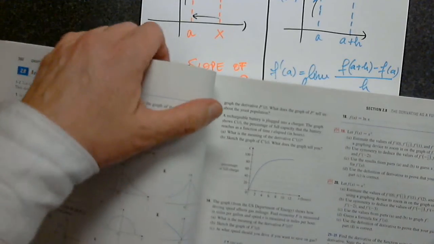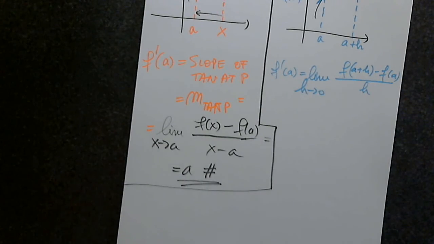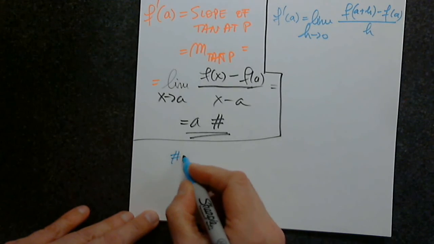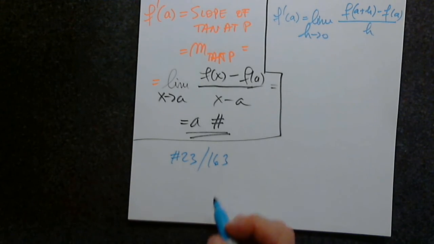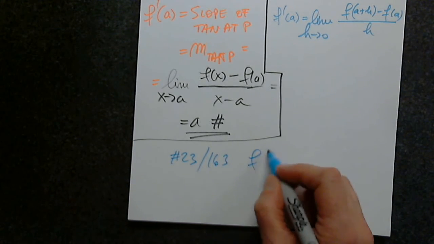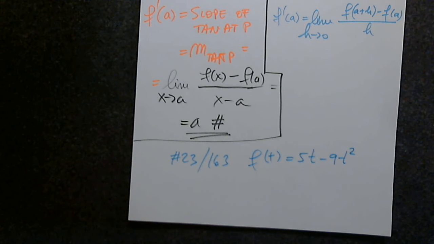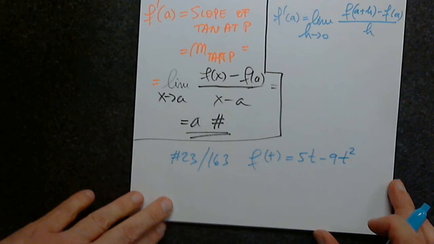Okay, so would you like to start with f prime of x or with f prime of a? 23. This one? Okay, very good. So let's start with 23. That is 23 on page 163, and that is f of t equals 5t minus 9t squared. Since the variable is t, of course, we are asked to find f prime of t.